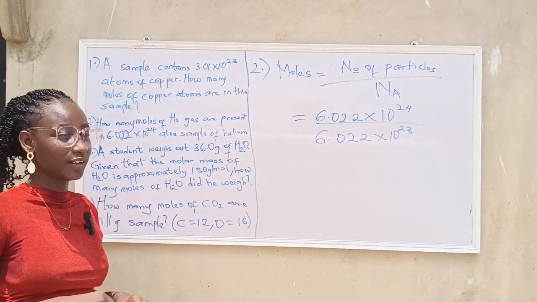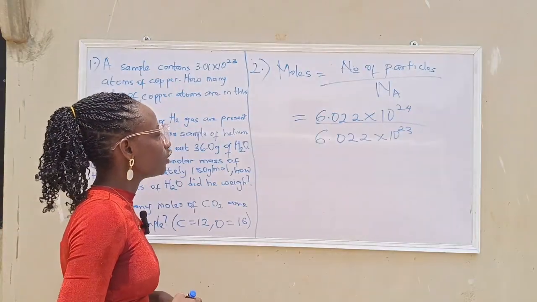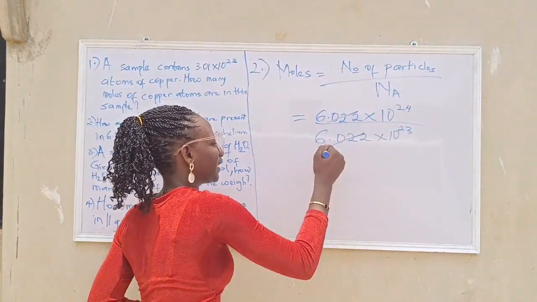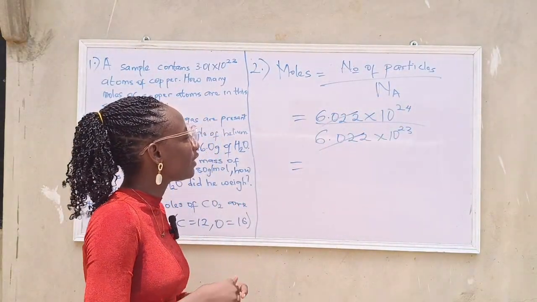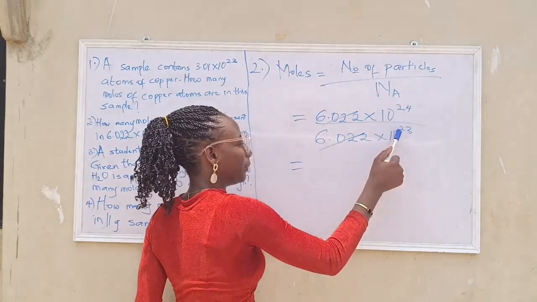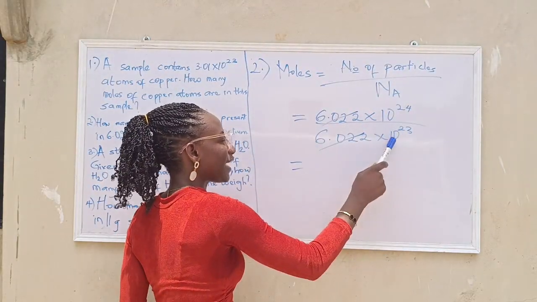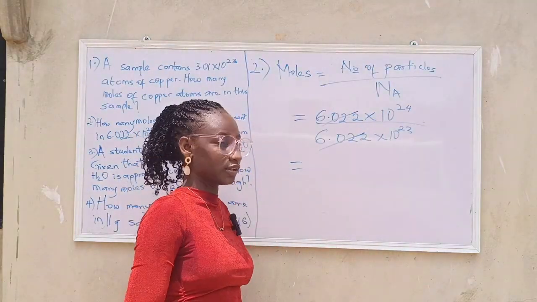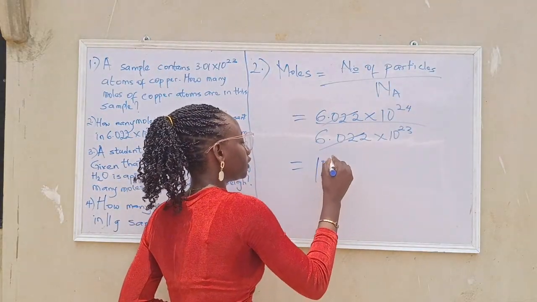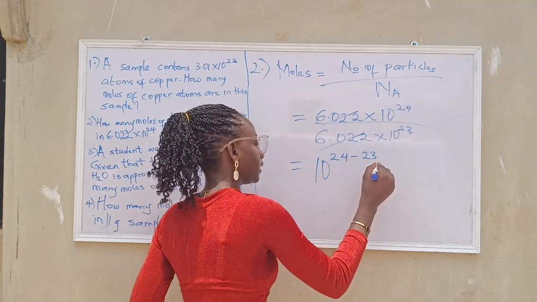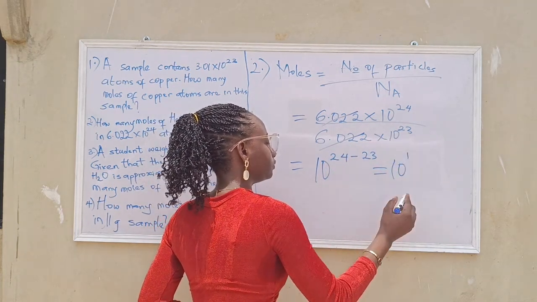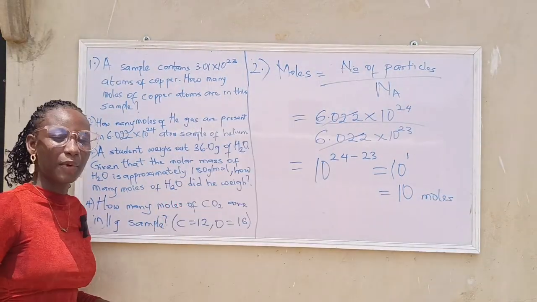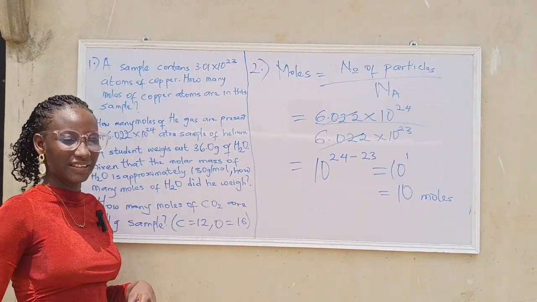If you have not watched my video on laws of indices, I have one. Now we can see that this one and this can cancel out because they are the same. And we have 10 raised to the power 24 and 10 raised to the power 23, so we have the same base but different powers. We have division, which means we are going to subtract the powers. So this is 10 raised to the power 24 minus 23, and we get 10 raised to the power 1, which is equal to 10. So the number of moles of helium atoms is 10 moles.